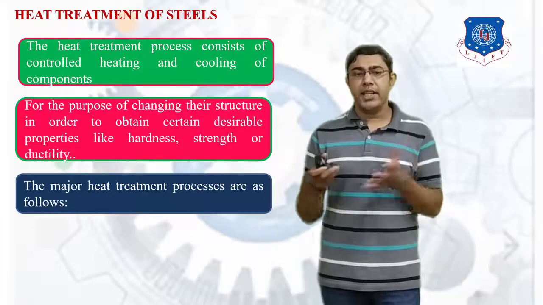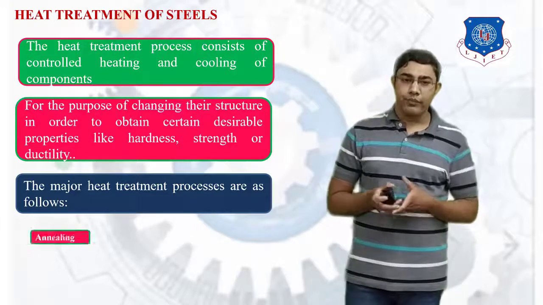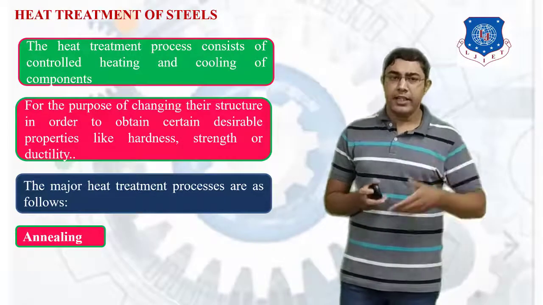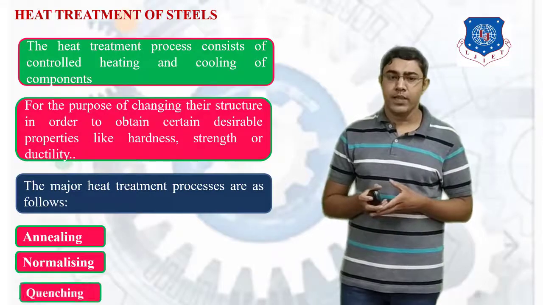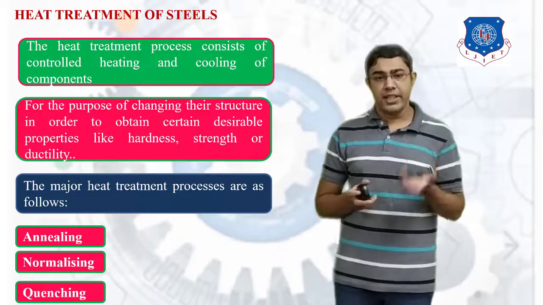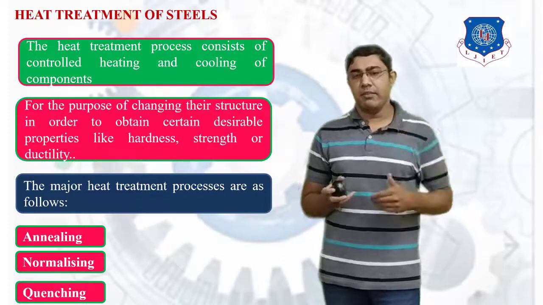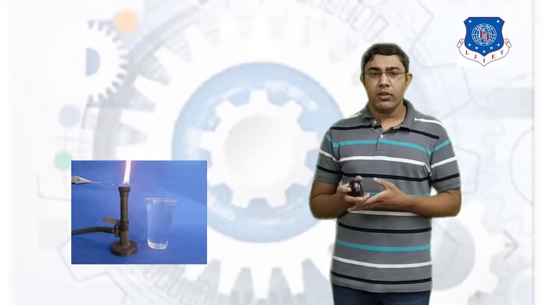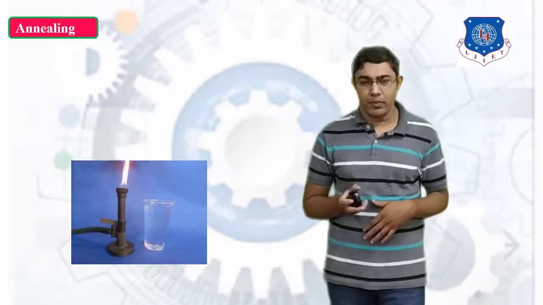So the major heat treatment processes are as follows. First is the annealing heat treatment process. Second is the normalizing heat treatment process, and third is the quenching heat treatment process. So we will learn these three processes in detail in the next slides. So let me start with the annealing heat treatment process.